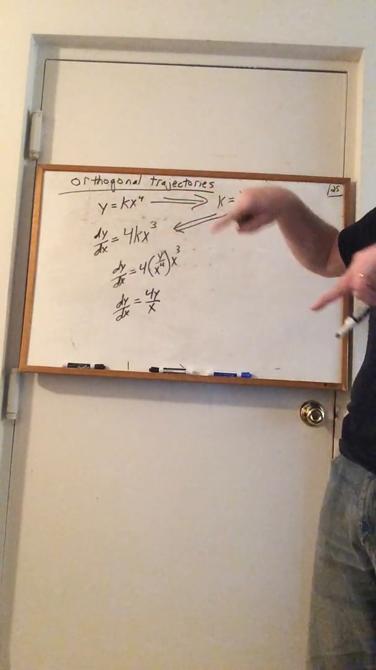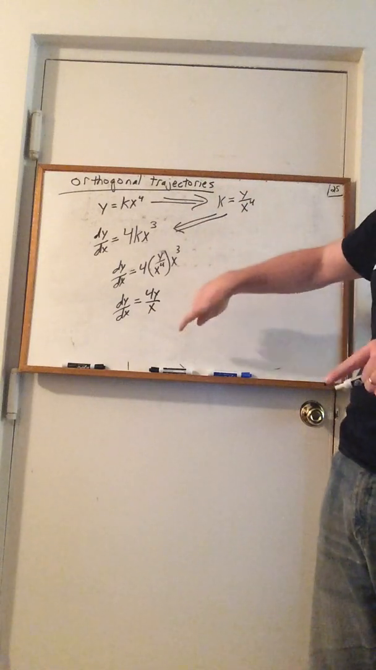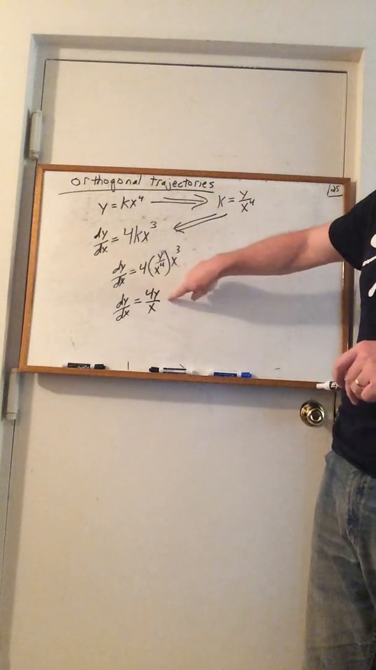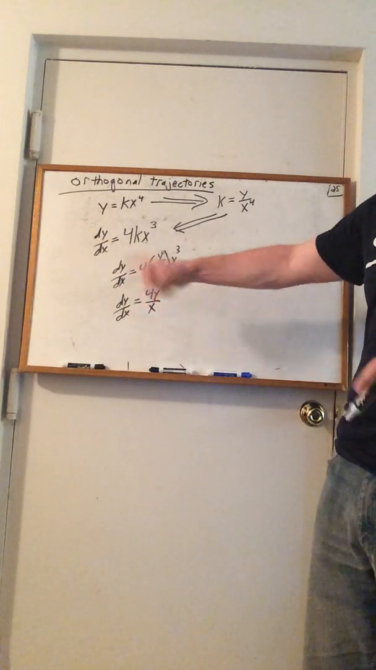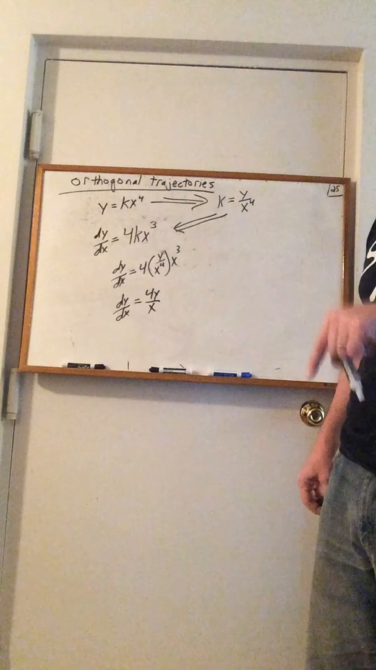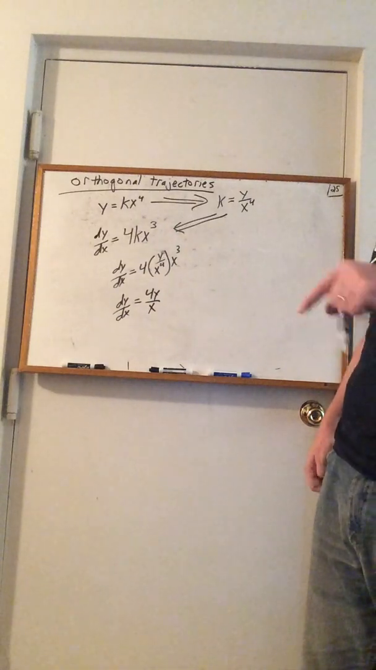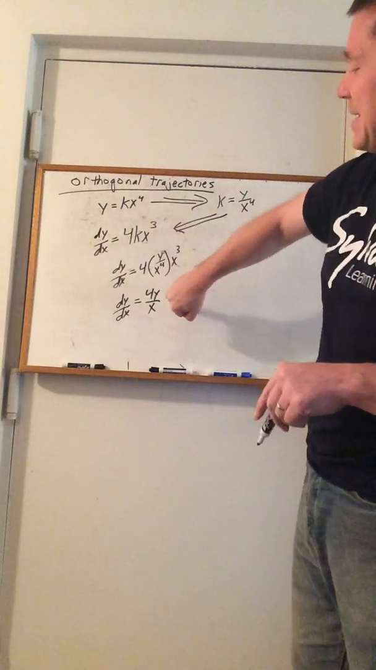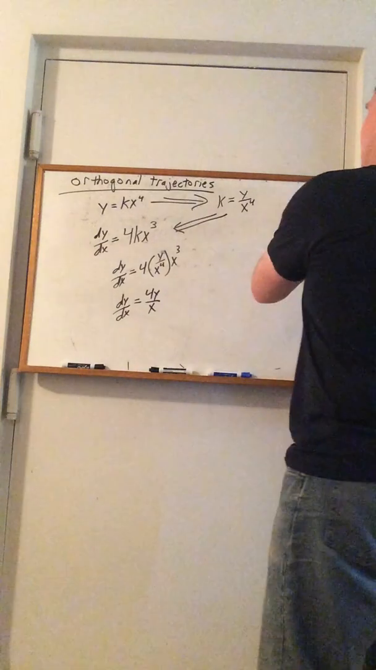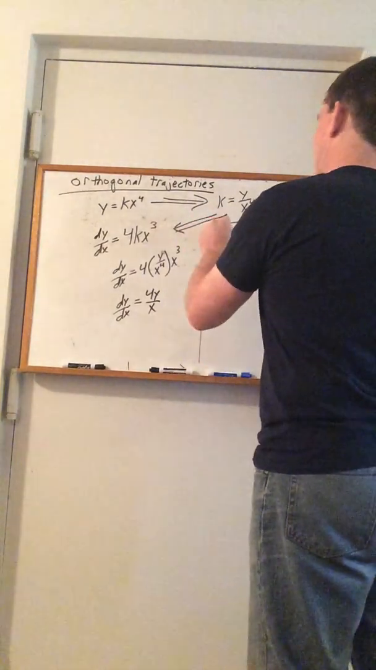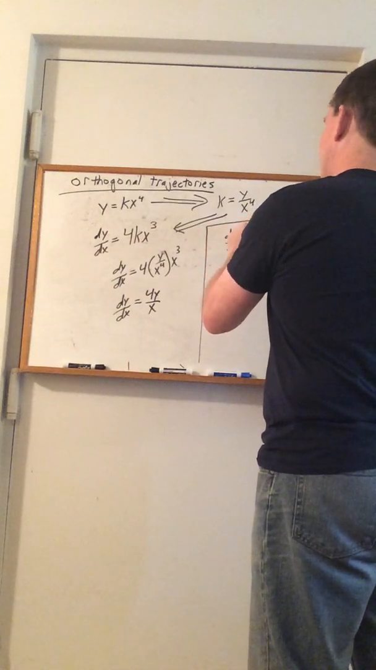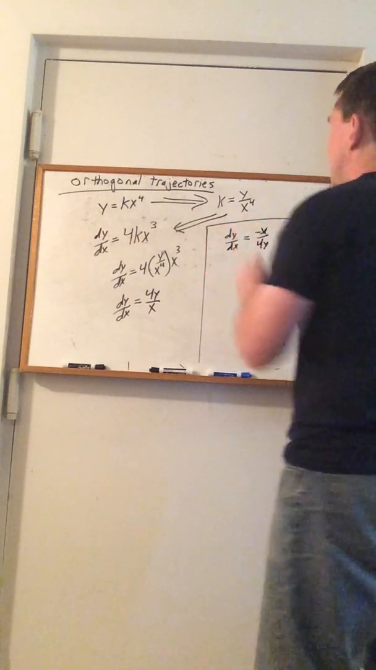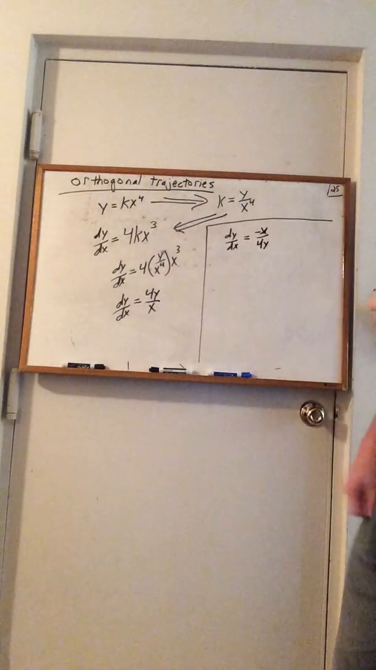Now I want to find a family that is orthogonal to that, which means, since this is the slope of the tangent line, dy dx, we all remember from pre-calc that things that are orthogonal have negative reciprocal slopes. So I find the negative reciprocal of that. Now I have dy dx equals negative x over 4y. Just flip it, make it negative. You all know how it works.